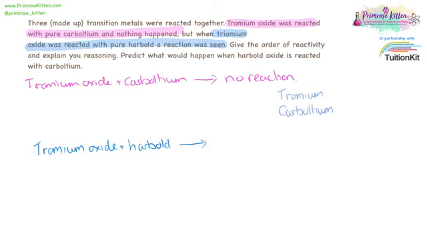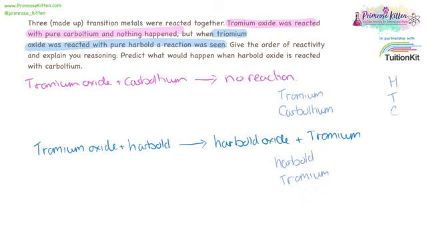When we react chromium oxide with hard-boiled, we do get a reaction. This is going to be a displacement reaction. This question is seeing whether you can work out the order of reactivity given a set of data. Now, because a reaction was seen, that means hard-boiled is more reactive than chromium. So we can come up with our reactivity series. Hard-boiled at the top, chromium, and then cobalt.